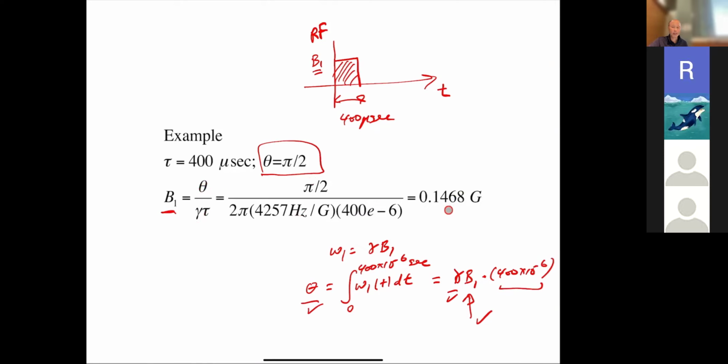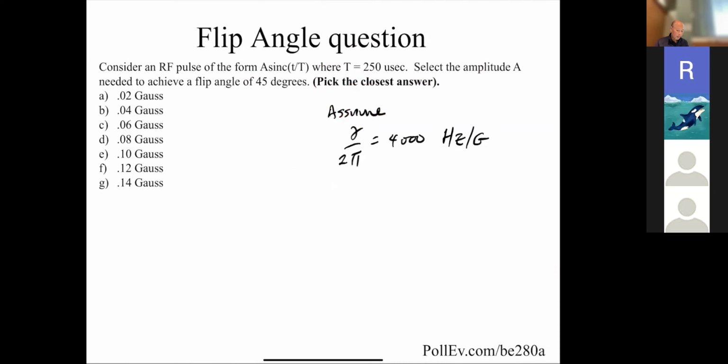I get 0.1468 Gauss. So that's about 1/3 of the Earth's magnetic field, the size of the field I need to apply to get the magnetization to flip from 0 degrees to 90 degrees in 400 microseconds. So, boom, just like that. Every MRI pulse sequence is going to have something like this, where we flip the magnetization. So yeah, this works out.